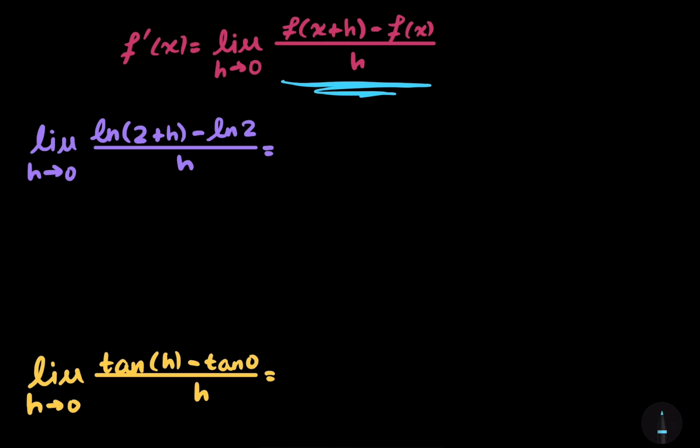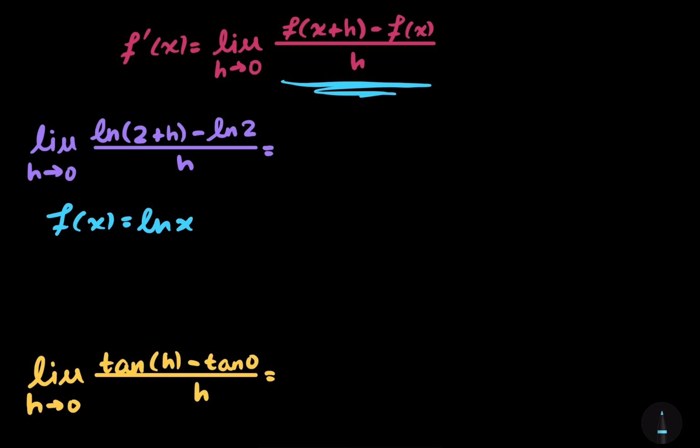So over here we have the limit as h approaches 0 of the natural log of 2 plus h minus natural log of 2, all of that divided by h. And so the first thing that we can pick out from this is the actual function. So we know in this case that f of x is going to be equal to the natural log of x. And how do we know that?